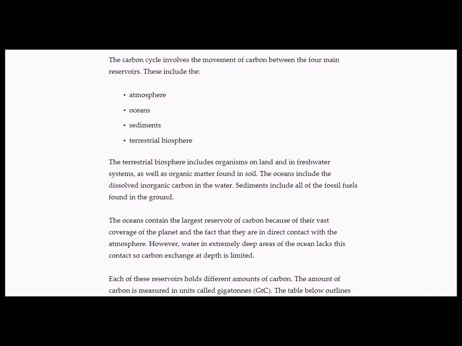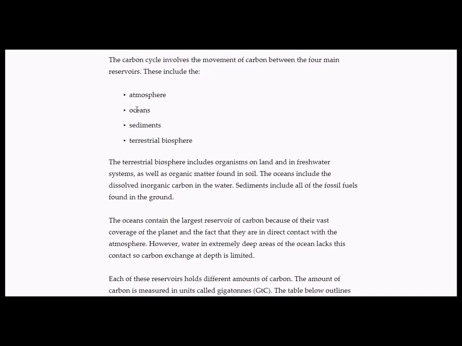So the four main reservoirs or sinks on the planet are the atmosphere, the oceans, the ground itself, and the biosphere. The atmosphere, CO2 gas. Sometimes there's amounts of methane too, which also contains carbon. Carbon dioxide, methane, and a few other trace gases in the atmosphere hold this carbon. The big carbon sink is the ocean. The ocean holds the most carbon.